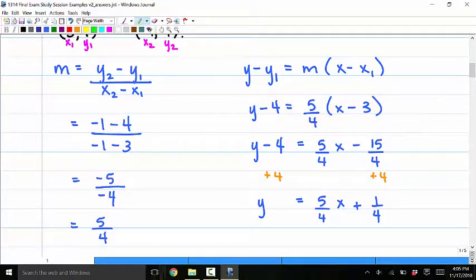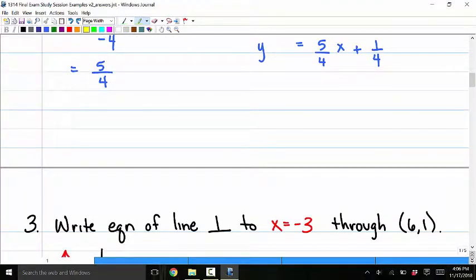So first thing I need to do is to distribute the 5/4 on the right-hand side. 5/4 times x minus 5/4 times 3. Now I need to move this 4 to the other side to get the y by itself. So I'm going to add 4 to both sides. y equals 5/4 x, and then negative 15/4 plus 4 gives you a positive 1/4. This is the same line as this. The one on the top is in point slope form. The one on the bottom is in slope intercept form.